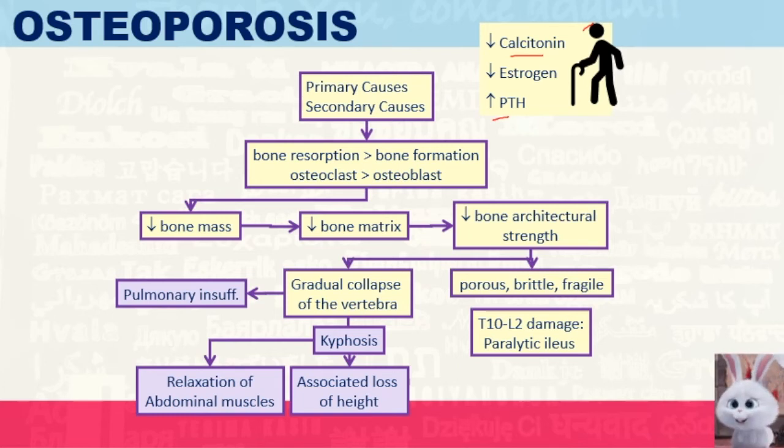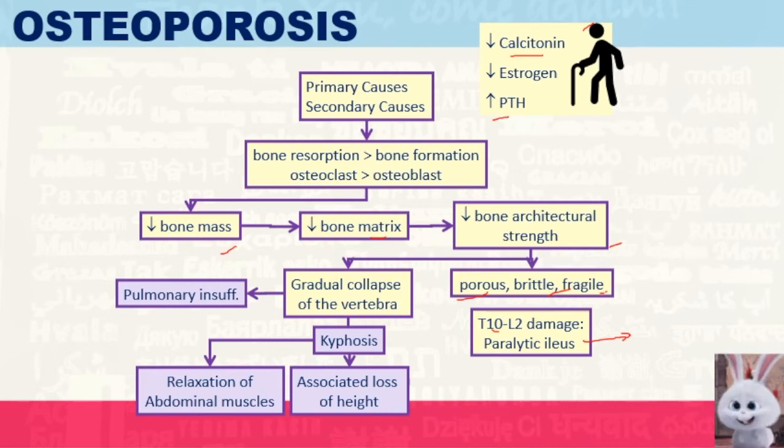In other words, the osteoclastic activity will be greater than the osteoblastic activity, which would result in the decrease of your bone mass, the decrease of your bone matrix, and then the decrease in your bone architectural strength. That being said, that makes your bone porous, brittle, and fragile. Once the porous, brittle, fragile bone has fractures and it damages your T10 to L2, one possible problem is paralytic ileus.